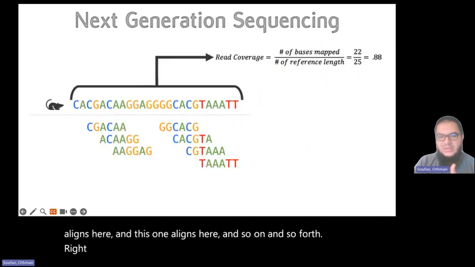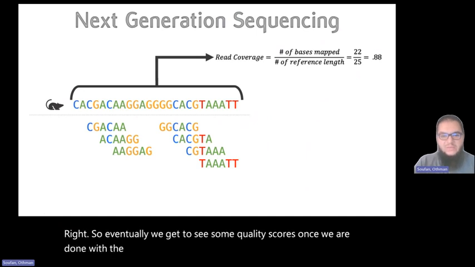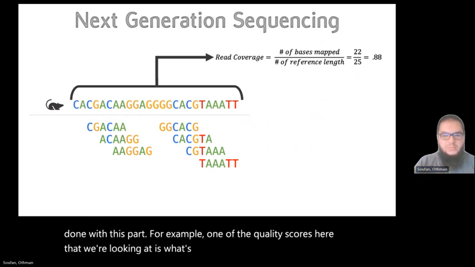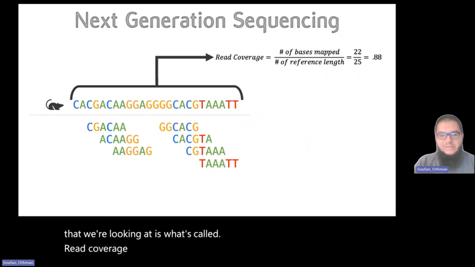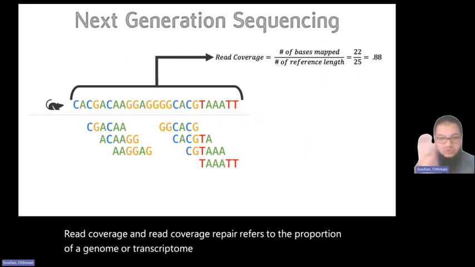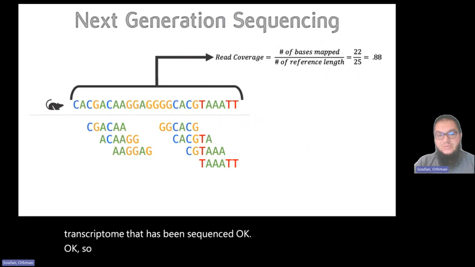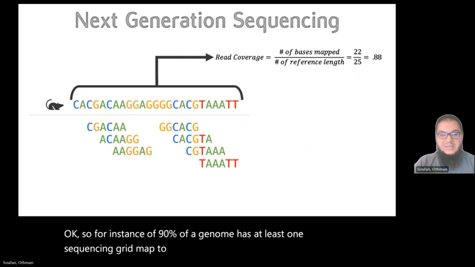Right? So eventually we get to see some quality scores once we are done with this part. For example, one of the quality scores we're looking at is what's called read coverage. Read coverage refers to the proportion of a genome or transcriptome that has been sequenced. For instance, if 90% of a genome has at least one sequencing read mapped to it, the read coverage is 90%.